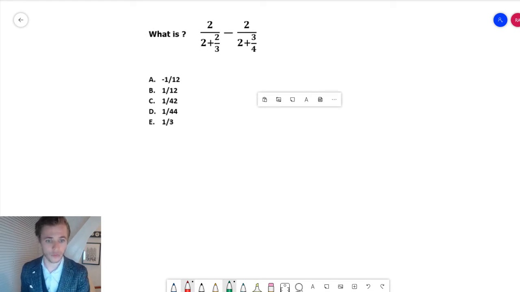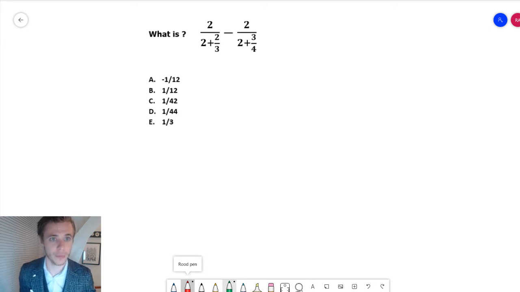So what went wrong in class was that a lot of people cancelled out the 2's here, which is of course not allowed, but a lot of people did that. And the GMAT knows that a lot of people do that, so of course the answer 2 plus 3 minus 3 plus 4 is minus 1 over 12 is in the answers, because they know people make these kind of mistakes. So the answers will not correct your error.